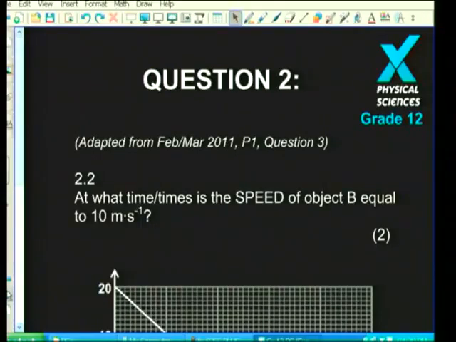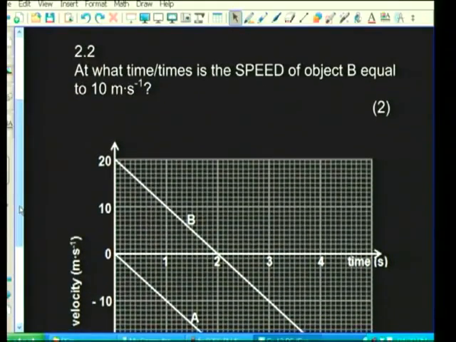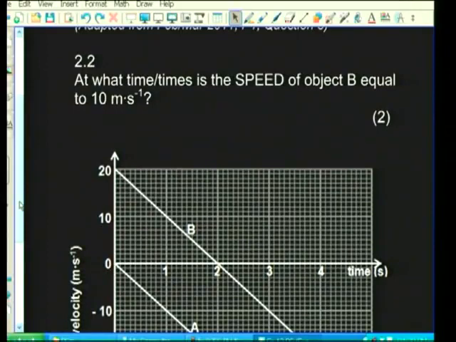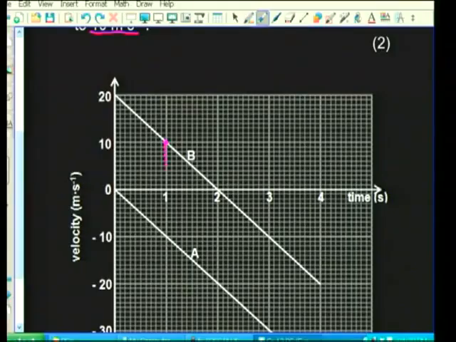To the next question, 1.2. At what time or times is the speed of object B equal to 10 meters per second? So, at what time is the speed of object B equal to 10 meters per second? That's going to be reading off this graph, and I have it below. The first one, very simply over there at that time, and we can dot it down at 1 second. So time is equal to 1 second. That's one of the points at which B is at 10 meters per second.